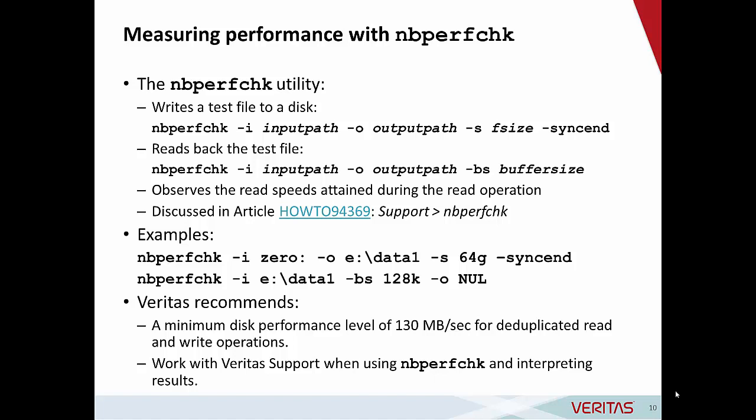Note the recommendations here from Veritas that you work with support in interpreting the results, and the minimum disk performance level of 130 megs per second for deduplicated read and write operations. I cannot stress highly enough the importance of good throughput and fast-performing disks when it comes to build-it-yourself MSDP pools. Having disks that are not able to maintain at least a sustained 130 megs per second, and more would be better, results not only in problems with performance, but problems with reliability. If your disks can't sustain a certain amount of throughput, then you risk problems with data corruption.